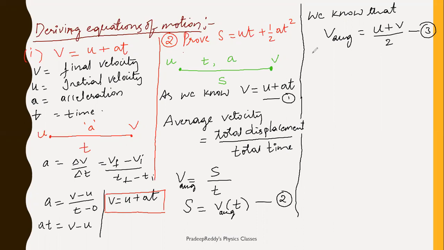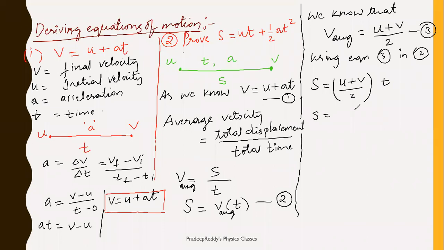Now using equation 3 in equation 2, take this 3 and substitute in equation 2. You can write s is equal to, what is v average? (u + v) divided by 2 into time taken t. And s can be written as u plus, but what is v? v is the final velocity. You can write it as (u + at) divided by 2 into time taken t.